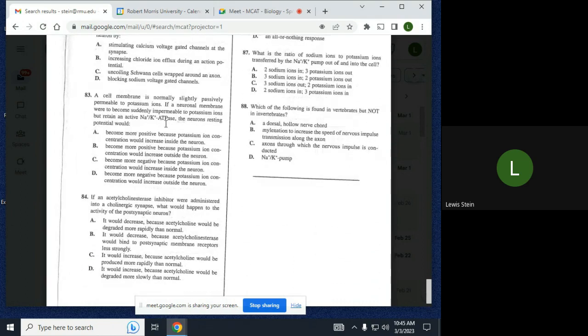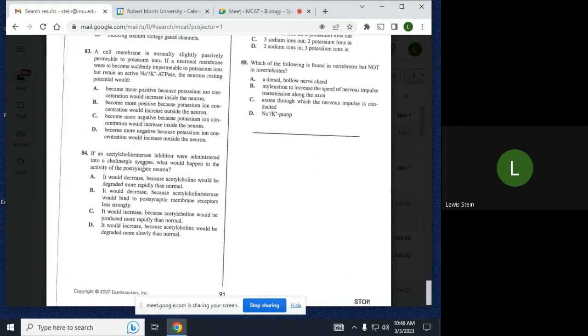Cell membrane, slightly passive, permeable to potassium ion. If the membrane were to become suddenly impermeable, the potassium couldn't get out, but it still had a sodium-potassium pump, what's happening on the inside? Is it becoming more or less positive? If there's more potassium on the inside, because the pumps are pumping it in and the potassium can't get out, it's got to be more positive. And if that's the case, the ion concentration would have to increase.